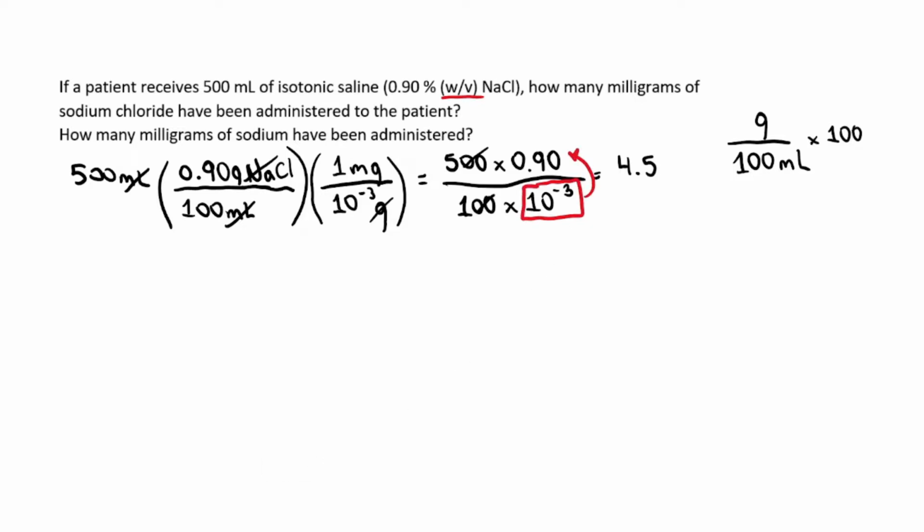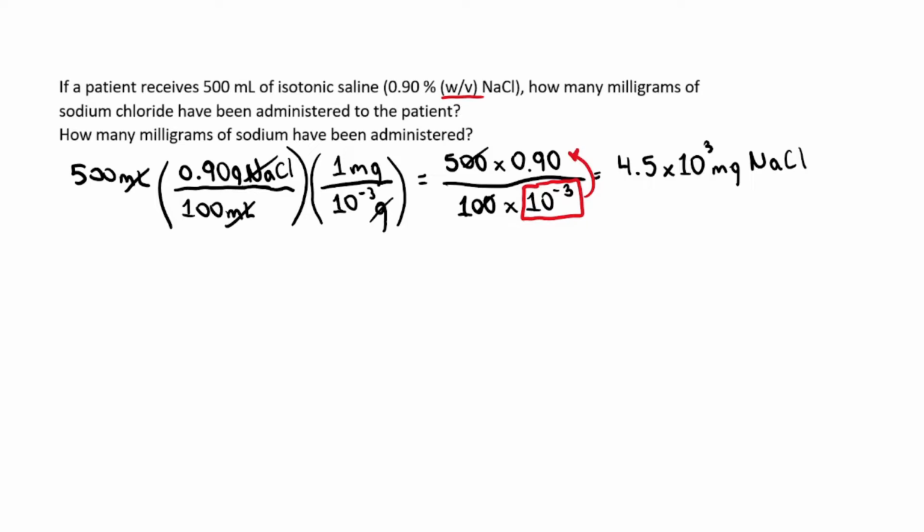That's going to leave us times 10 to the third, because the exponent sign changes when you move an exponent from the denominator to the numerator. That is the final answer, so we're looking at milligrams of sodium chloride. Second part of the question, we're going to take this 4.5 times 10 to the 3 milligrams of sodium chloride and convert it into milligrams of just sodium.